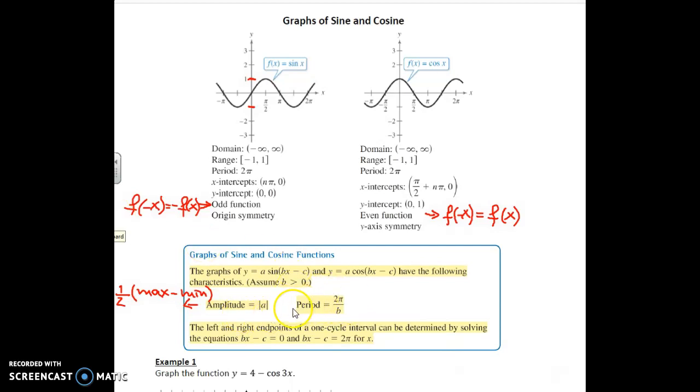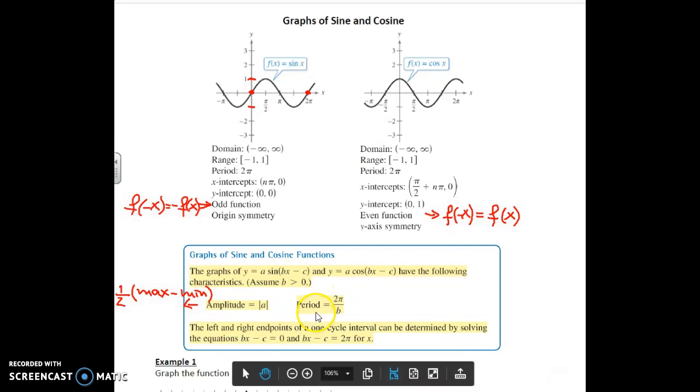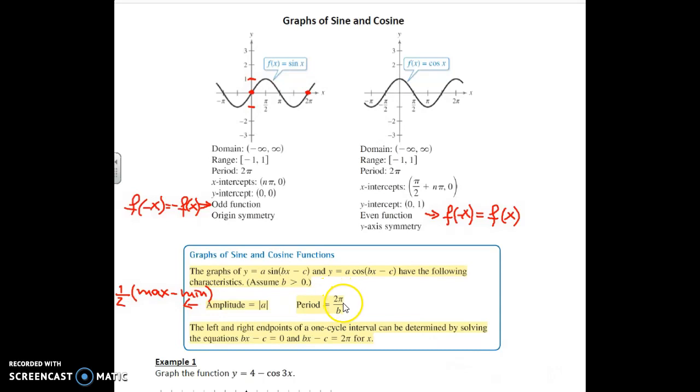The period, as you saw today in the activity, shows what is the length of one wavelength and when does it start repeating. So the period is normally 2 pi. If you started at 0, you can go up to 2 pi and then the values start repeating themselves. However, if you have something in front of x, then this will change your period. To find the period of a function, you start with the period of the parent function, 2 pi, and then you divide it by that number in front of x.